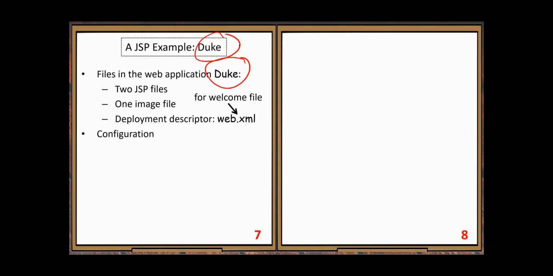Configuration is very simple. When we do configuration in a Java web application, last time we learned the servlet configuration, right? We talked about two different ways of configuration: the web.xml way and the annotation way.